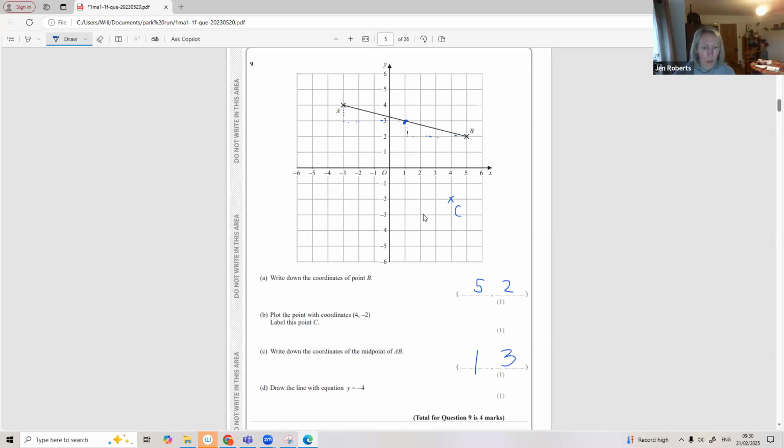Draw the line with equation y equals -4. So it's a straight line. Make sure you draw yours with a ruler. I don't have a ruler function on this. A straight line across minus 4, because all those coordinate points along that line are -4.